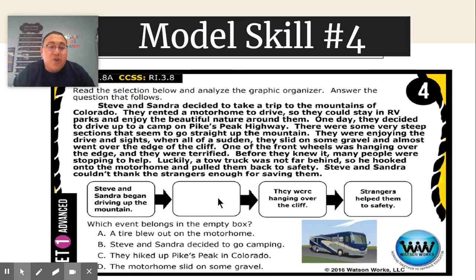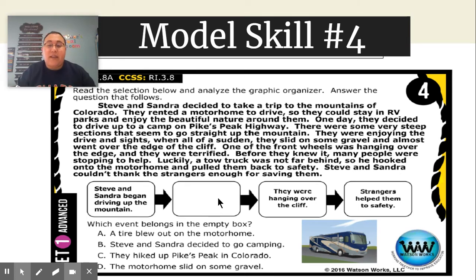They were enjoying the drive and sights when all of a sudden they slid on some gravel and almost went over the edge of the cliff. One of the front wheels was hanging over the edge and they were terrified. Before they knew it, many people were stopping to help. Luckily, a tow truck was not far behind, so he hooked onto the motorhome and pulled them back to safety. Steve and Sandra couldn't thank the strangers enough for saving them. So it says, which event belongs in the empty box?